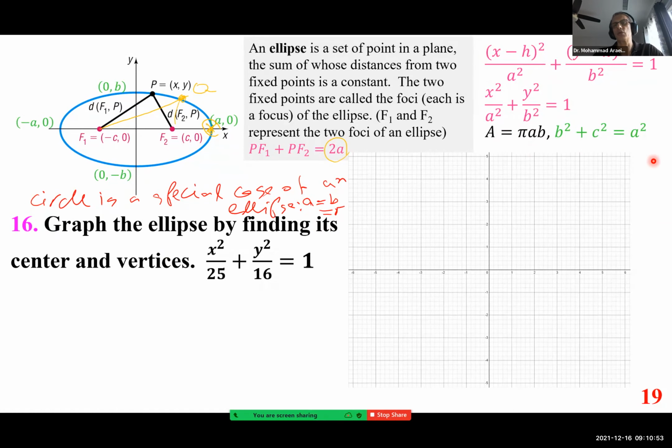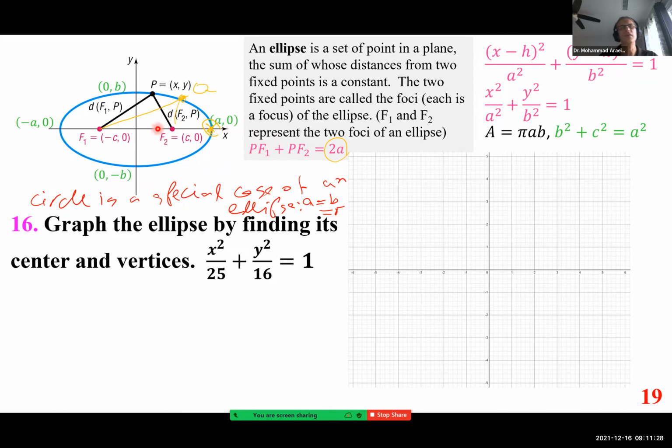Now, B squared plus C squared equals A squared. This is the focal distance from the center to F1 or F2, this distance. From the center to the vertex, it's A, and this is co-vertex, if you will, it's B. And if you put them together, it gives you a Pythagorean theorem, and you can easily prove that. The Pythagorean theorem is B squared plus C squared equals A squared. A is larger than B.